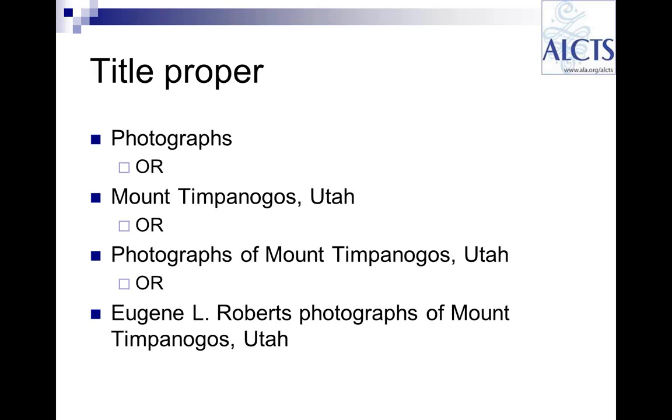So looking at some examples, again, if we had a photograph of Mount Timpanogos in Utah, you could use the option of recording just the nature of the resource. In that first example, photographs. The subject of the photographs could be recorded as the title, Mount Timpanogos, Utah. The combination of the two, photographs of Mount Timpanogos, Utah, or following the archival option that was allowed, recording the creator as part of that. So Eugene L. Roberts' photographs of Mount Timpanogos, Utah.